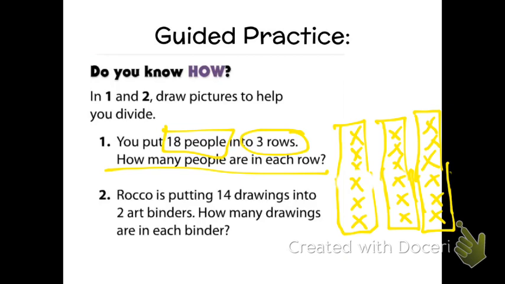notes back to school. On number 2, it says Rocco is putting 14 drawings into 2 art binders. How many drawings are in each binder? Again, I would like to see a visual. If I'm talking about binders, I'd probably just go ahead and use squares as my visual or my model for this problem.